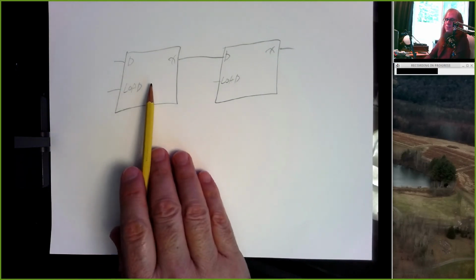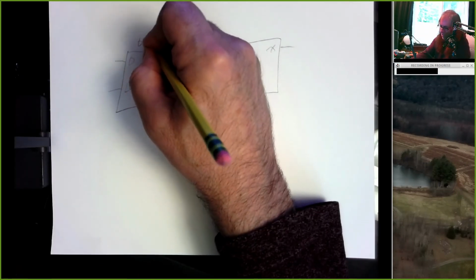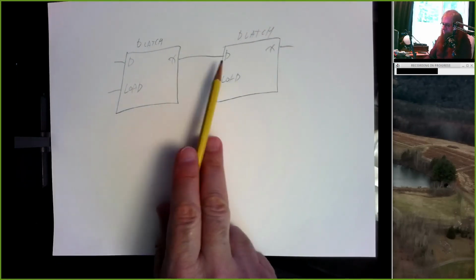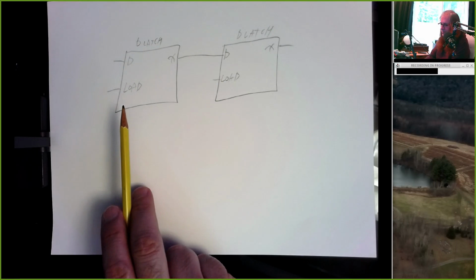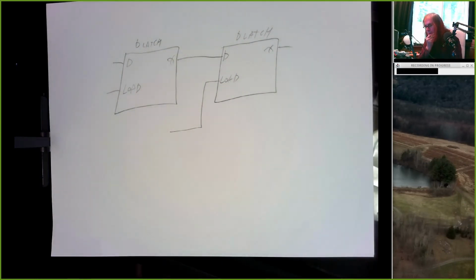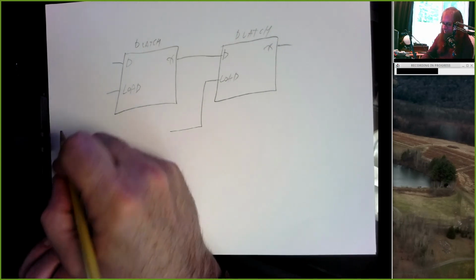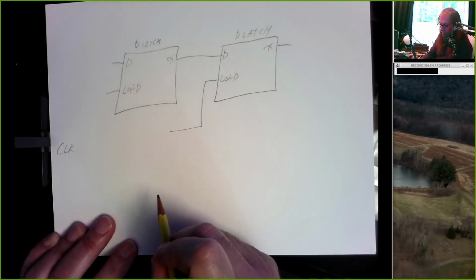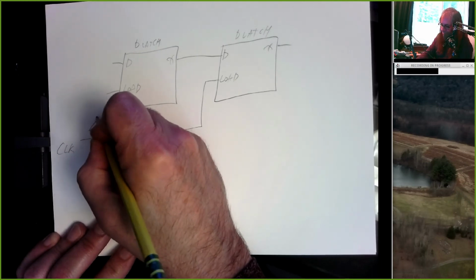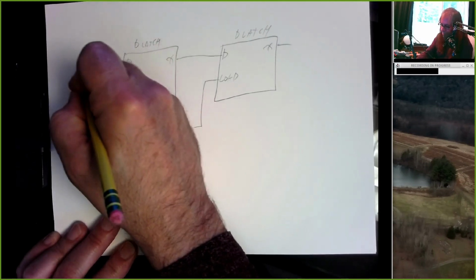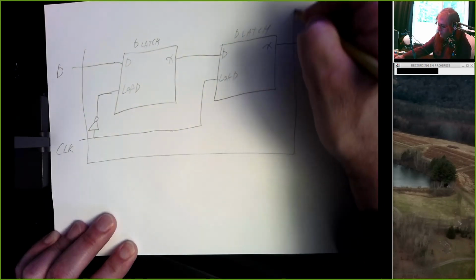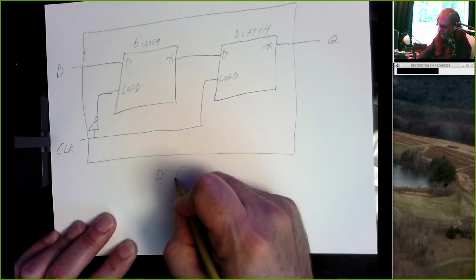We're going to have a D input to this first latch. So this is a D latch. This is a D latch. We're going to take the output of this first latch and feed it to the input of the second latch. And we're going to do something funny with the load lines. I'm going to make an input over here called clock. And I'm going to do this. This is not exactly how I would do it, but this is a simpler drawing. I'm going to label this D. I'm going to label this Q. And this is now a D flip-flop.